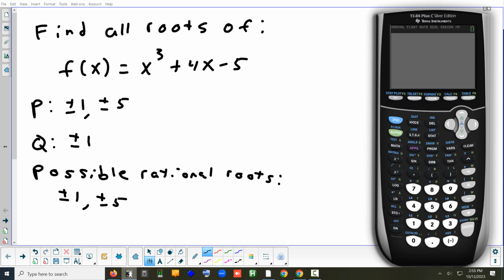For x cubed plus 4x minus 5, I can kind of tell which one it already is by plugging it in. It's going to be 1, because 1 cubed is 1, 4 times 1 is 4, 1 plus 4 is 5, and 5 minus 5 is 0. But let's say we didn't know that it was going to be 1. We would graph it, and then we're going to look at the x-axis and see where it crosses: 1, -1, 5, or -5. It definitely crosses at 1. Okay, so no question on that.